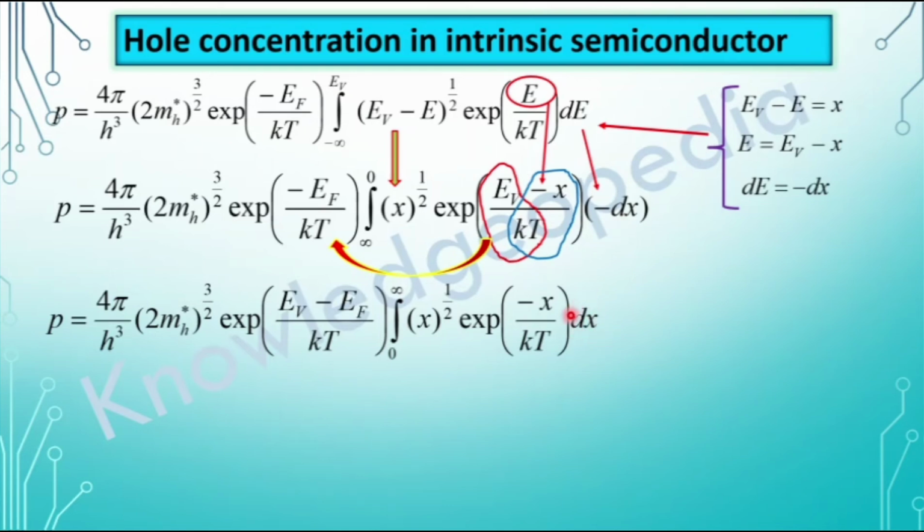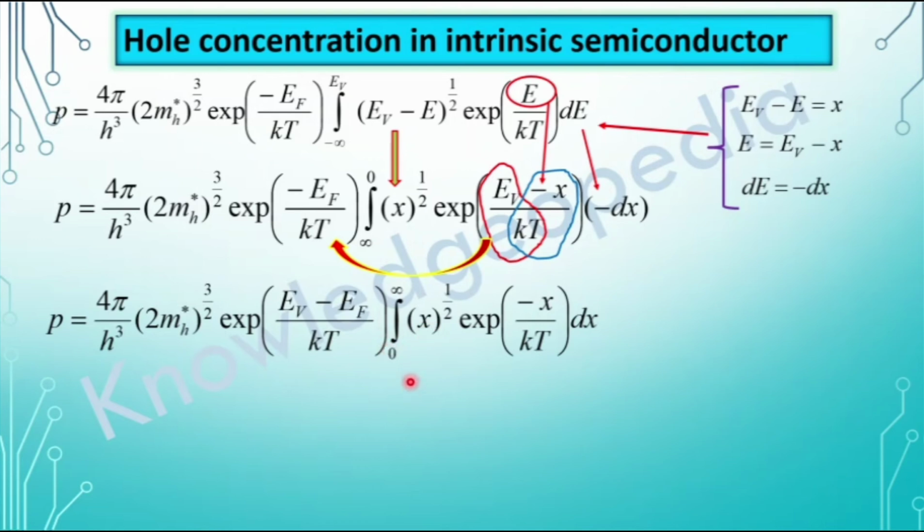But here I have written dx. You must be wondering where this negative sign went off. Don't worry, it is here only. Just look into the limits over here. Here it was infinity to 0 and I have just interchanged the limits. The lower limit becomes the upper limit and the upper limit becomes the lower limit.